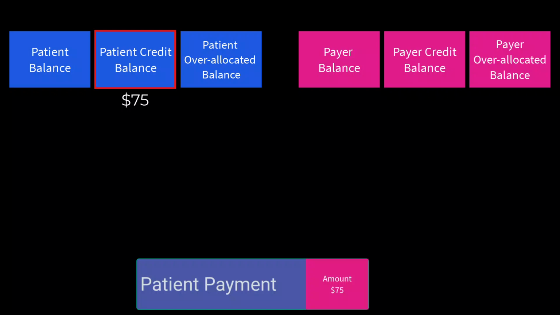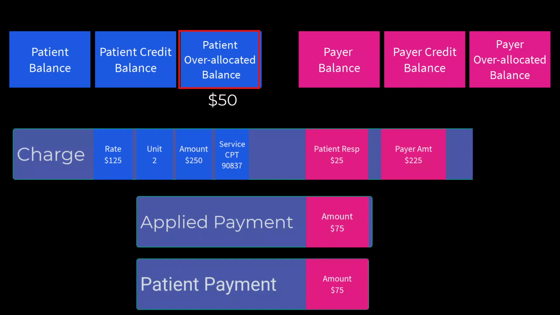So in this case, the patient may have prepaid $75 that has not been applied to any charges yet, but will be applied to charges in the future. And finally, it is possible to create an over-allocated payment on the patient side of the charge. And this will occur when the amount of an applied payment is greater than the amount on the charge.